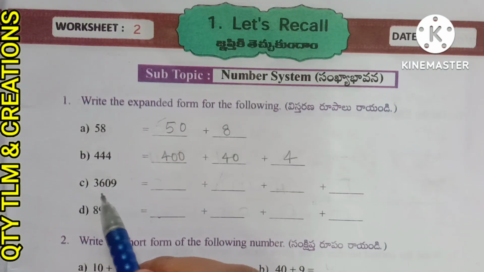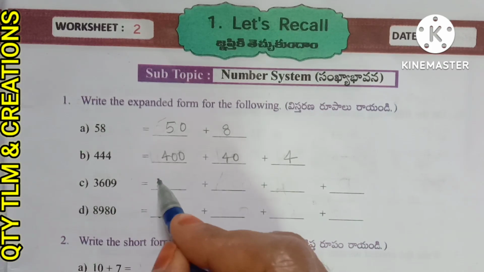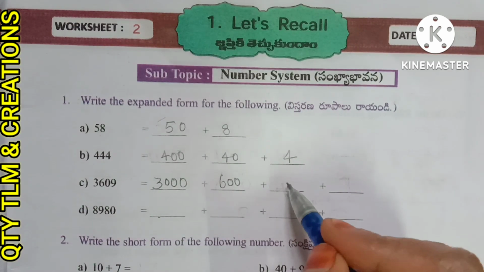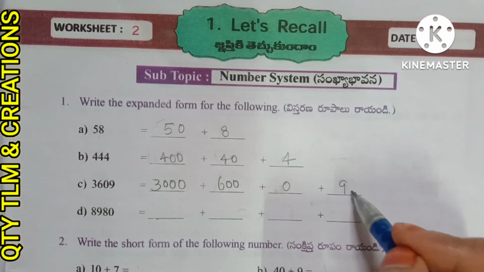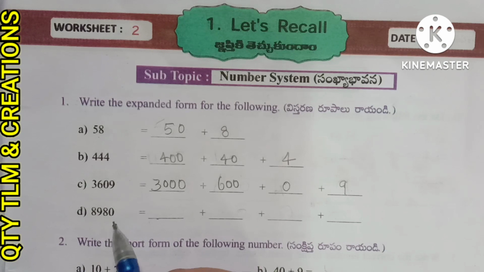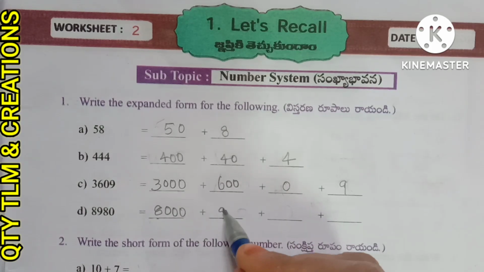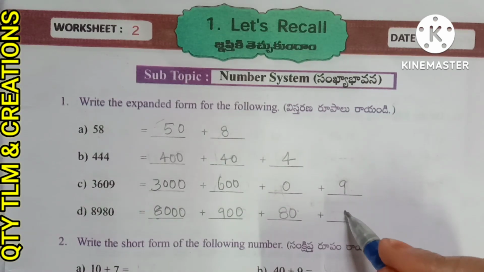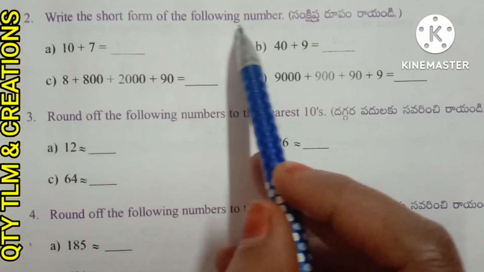Next C 3609. Expanded form of 3609, that is 3000 plus 600. There is no digit in tens place, that's why you have to write 0 here, and 9 ones. Next D 8980. Expanded form of 8980 is 8000 plus 900 plus 80, and there is no ones, so we have to write 0 in ones place.